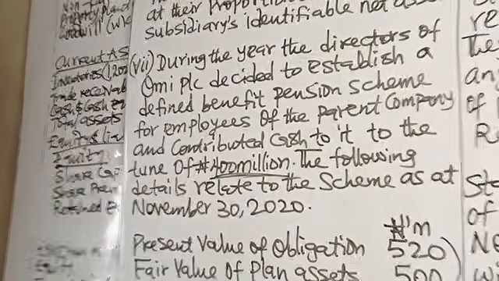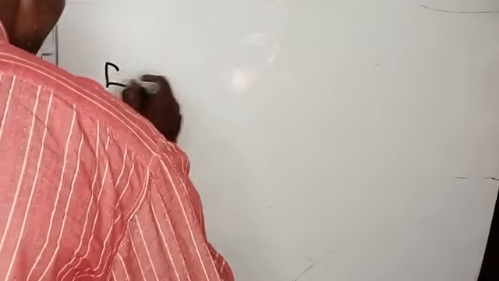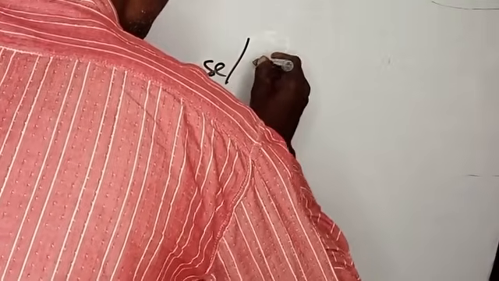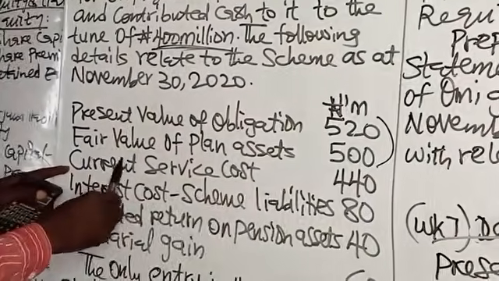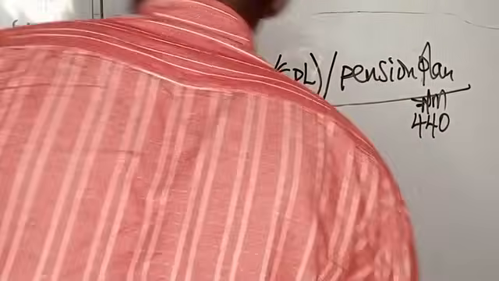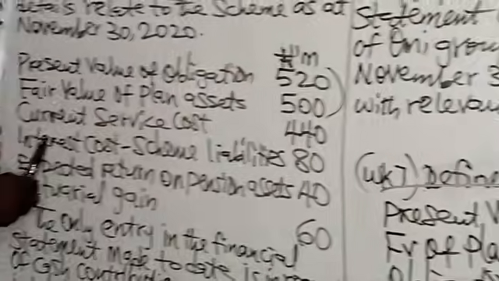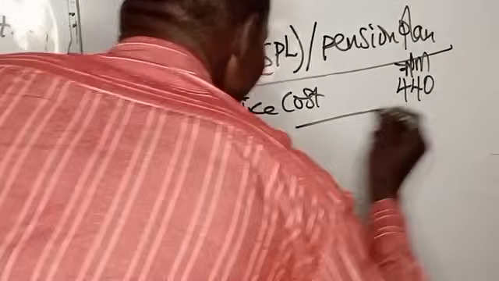Now, let's proceed. We have current service cost, the amount that will be recognized as an expense in statement of profit or loss in relation to the defined benefit plan. So you have current service cost 440, an expense. Then we also have interest cost, scheme liability interest, a finance cost, 80.